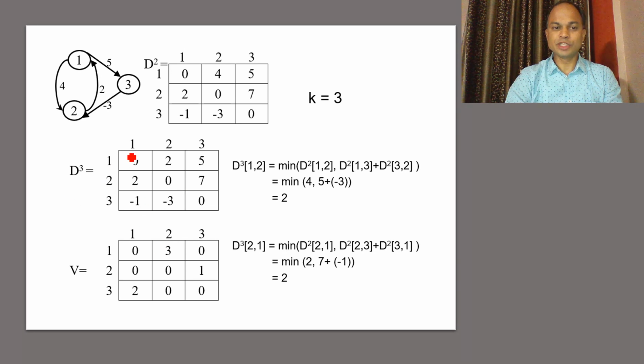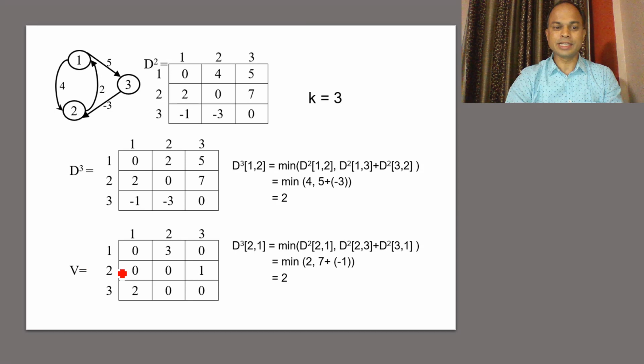Distance from 1 to 1 is 0. Distance from 1 to 2 is 2. Distance from 1 to 3 is 5. Distance from 2 to 1 is 2. Distance from 2 to 2 is 0. 2 to 3 is 7. 3 to 1 is minus 1. 3 to 2 is minus 3. 3 to 3 is 0. We have found the distance for all the pairs of vertices.